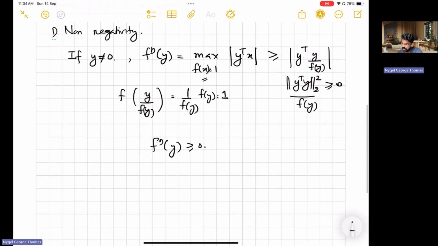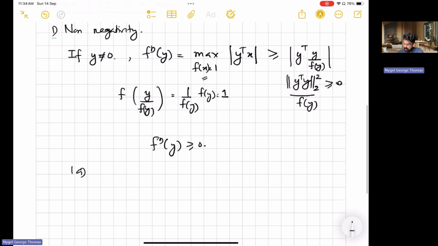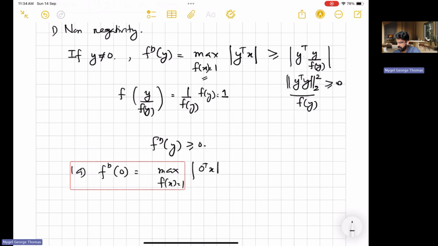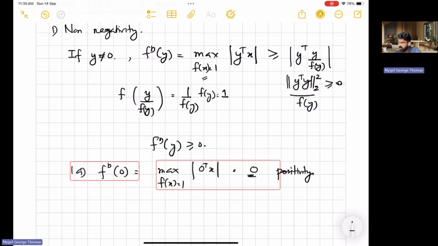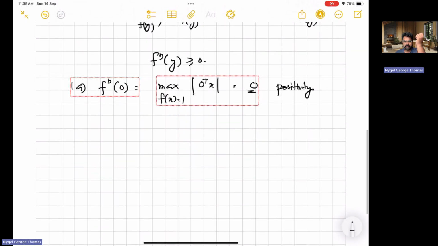Now let's look at 1a. Let's put fd of 0. That is equal to, if you take the case where y is not equal to 0, now let's take the case where y is equal to 0. This is equal to max of x is equal to 1, 0 transpose x. This is max of all zeros, which is in turn 0. So it satisfies the positivity condition. This is a trivial case where it is equal to 0. And we've shown that for any other case, this is greater than or equal to 0. So 1 and 1 are satisfied.